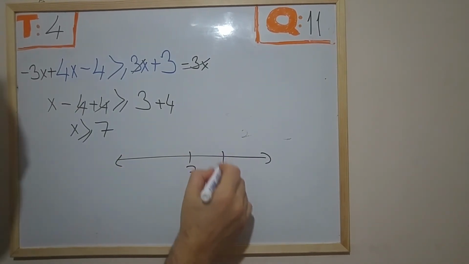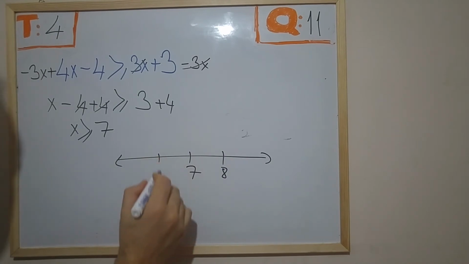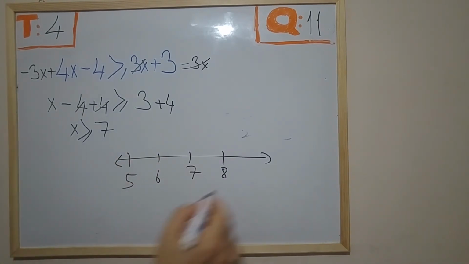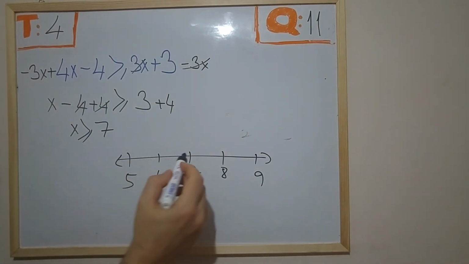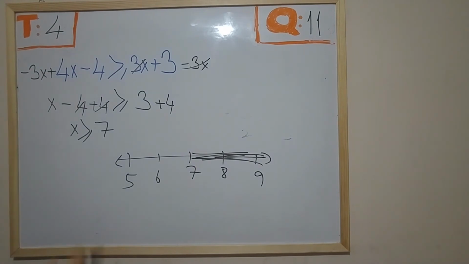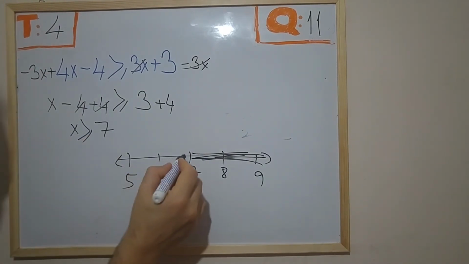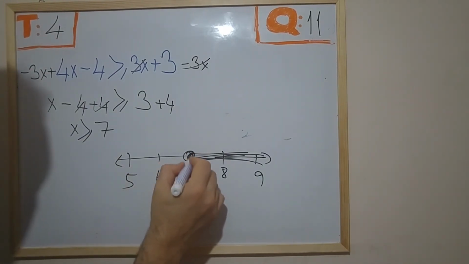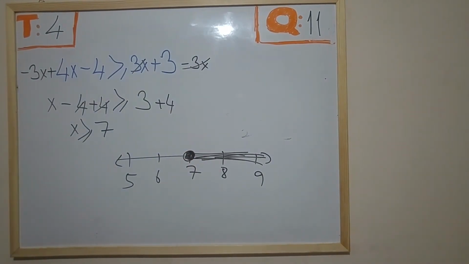Let's show this on the number line. Let's say here is 7, 8, 6, 5, 9. X is greater than 7, so I'm going to mark this right hand side, and x is equal to 7 too, so I'm going to mark 7 too. This is the answer.